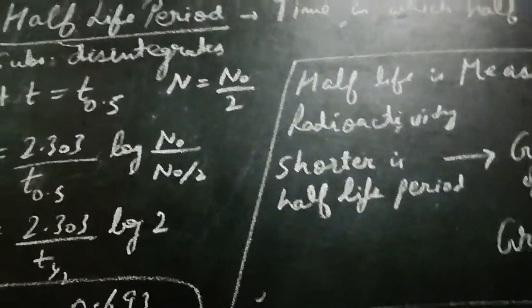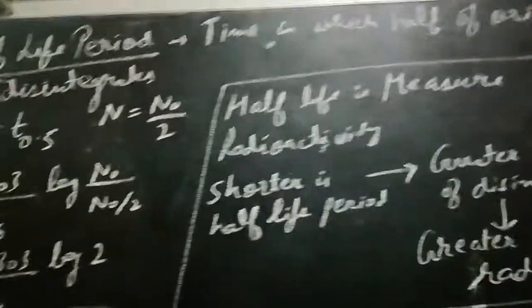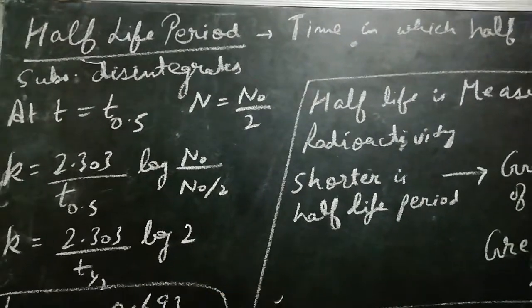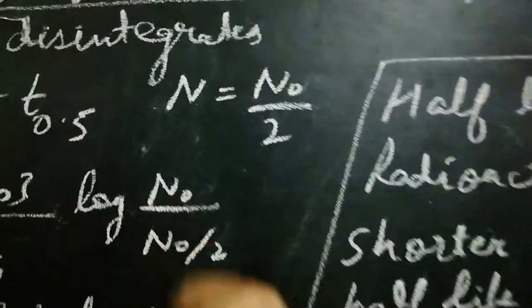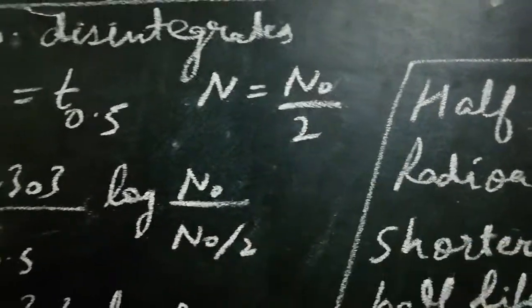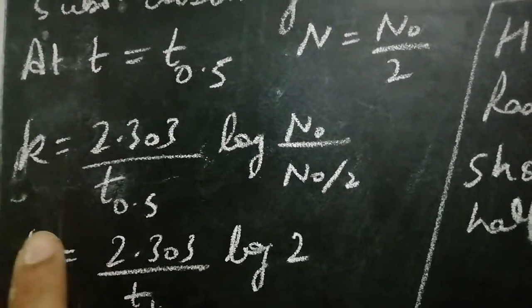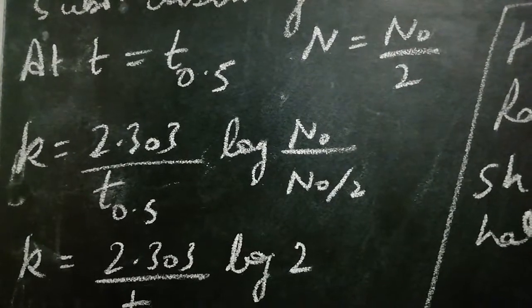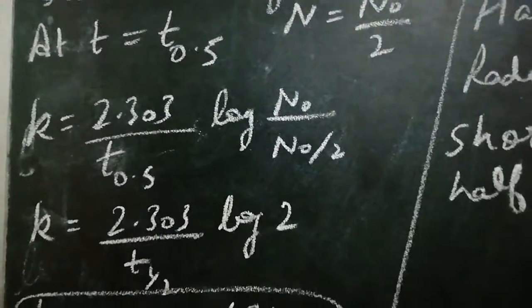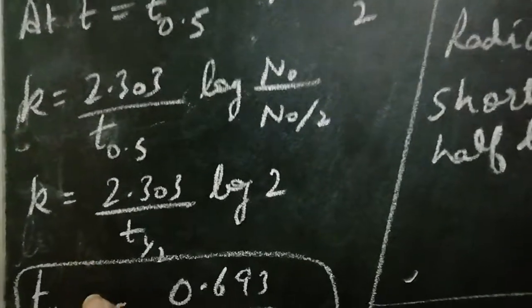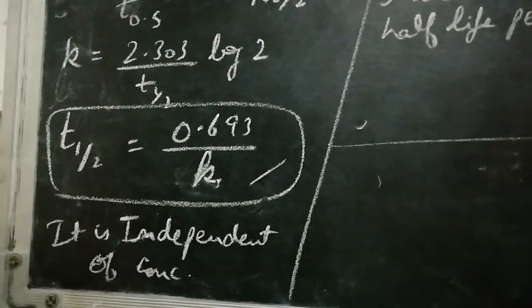So what is the half-life period of a radioactive reaction? Half-life period is the time in which half of the original substance is disintegrated. So at t equal to t half, the value of N will be half of the initial concentration, that is N0 upon 2. Putting this value in the equation of radioactivity, we will get K is equal to 2.303 upon t half log N0 over N0 upon 2. On solving this, we will get the equation t half is equal to 0.693 upon K.